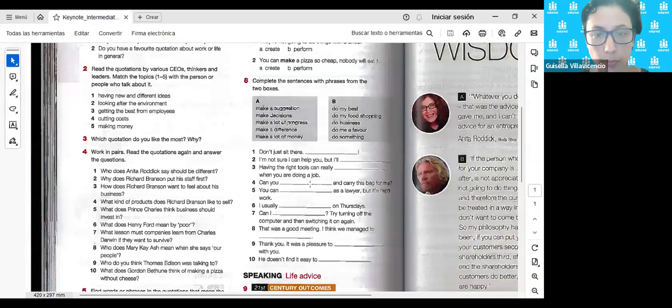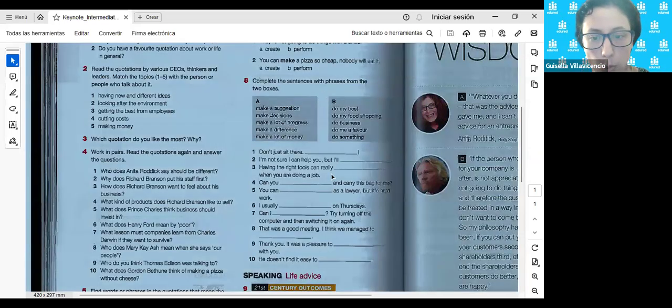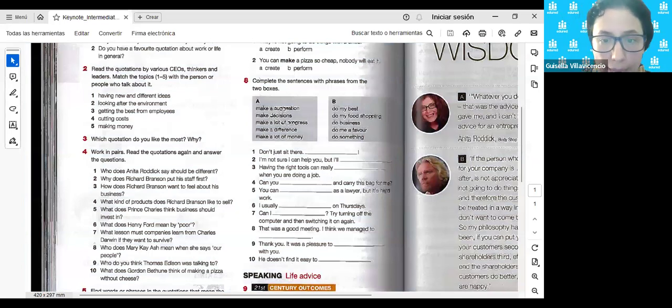Imaginemos que queremos, ¿no? Acá esta actividad, por ejemplo, de make and do. Los chicos tienen que identificar y completar en la oración. Y acá tenemos make, toda esta parte make, ¿no? Y toda esta parte do. Make a suggestion, make decisions, make a lot of progress, make a difference, make a lot of money, do my best, do my food shopping, do business, do me a favor, do something. Lo que queremos es que los chicos primero identifiquen cuál es make y cuál es do antes de que completen.